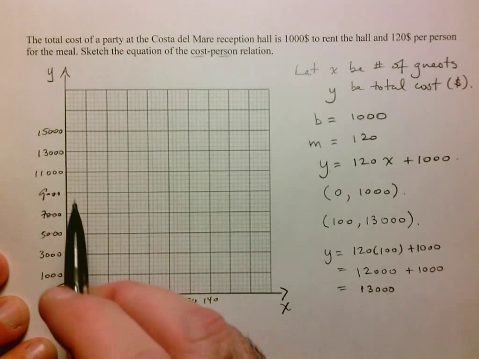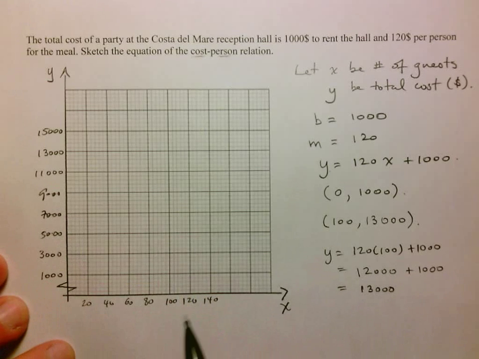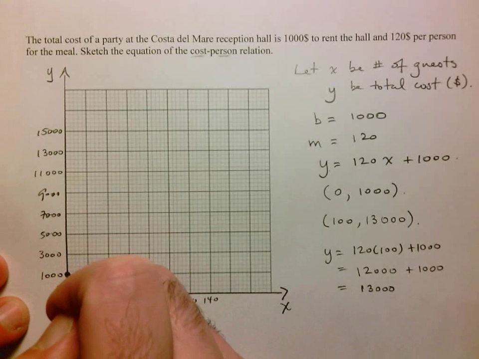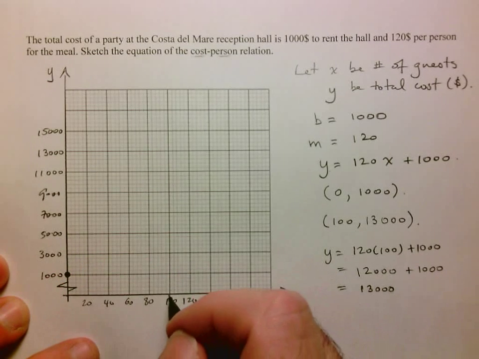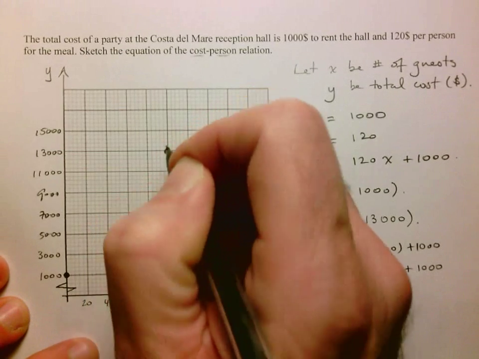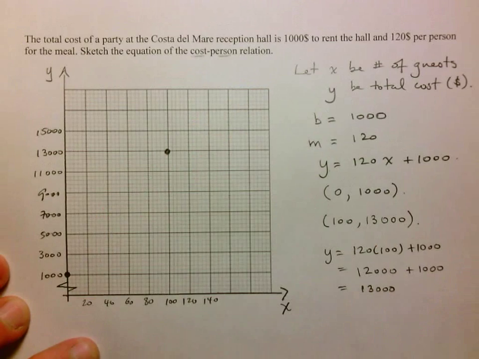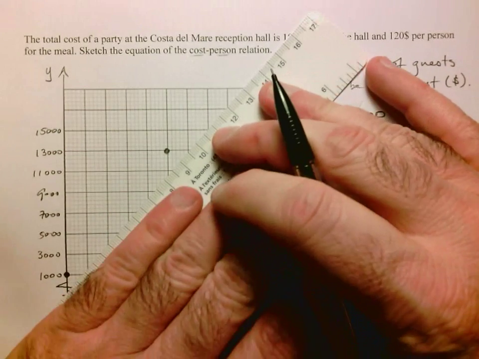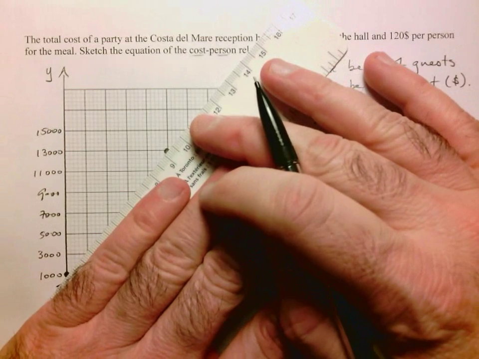Okay, so now that I have my scale chosen, I can plot my 2 points. So when x is equal to 0, y is equal to 1,000, and then when x is equal to 100, y is equal to 13,000. Okay, and now that I have my 2 points, I can carefully draw my line joining the 2 points.